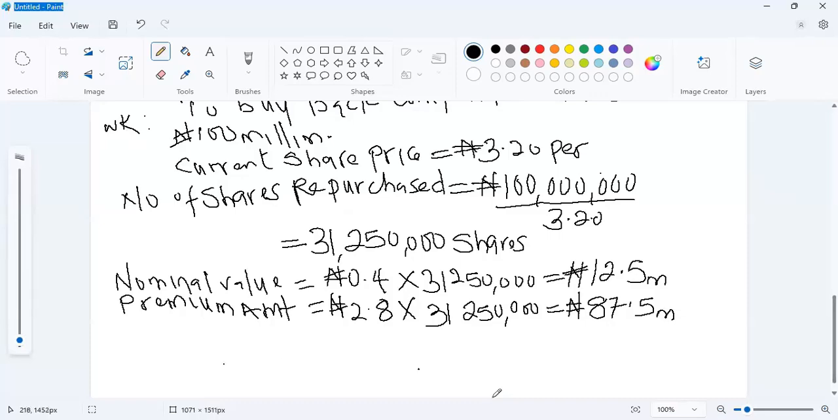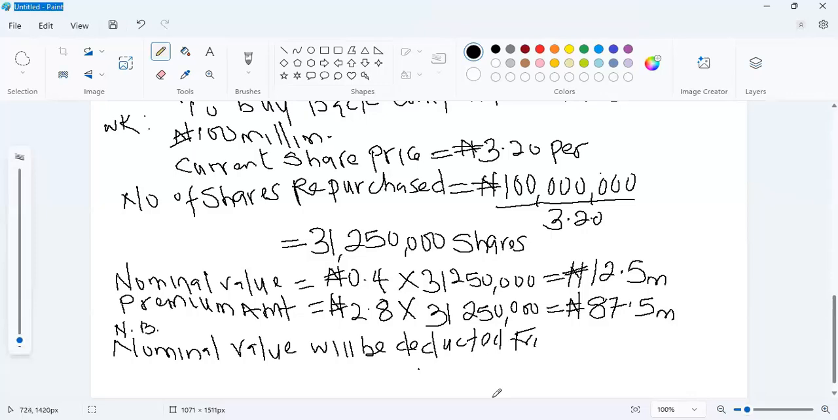Now, please note, the nominal value will be deducted from the share capital account, from share capital.